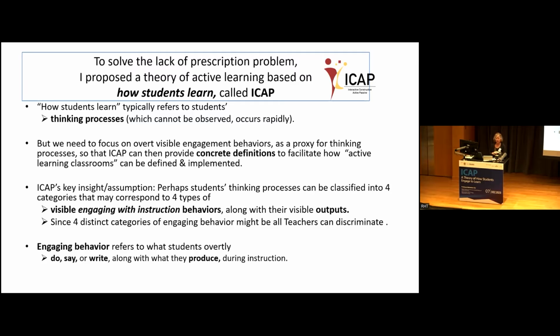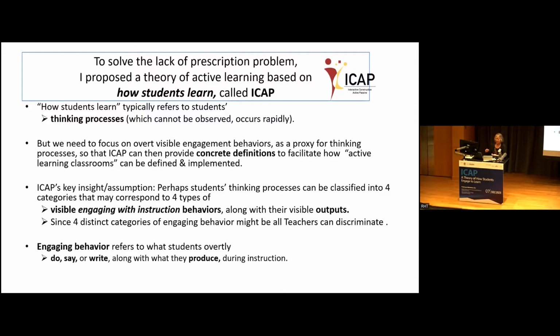I'm an interdisciplinary scholar, so I'm both a psychologist and an educator. And how students learn in psychology typically refers to students' thinking processes, right? Which cannot be observed, is very small and occurs very rapidly. But what we need to focus on is overt, visible engagement behaviors as a proxy for thinking processes, so that ICAP can provide concrete definitions for teachers and instructors to know how to implement active learning classrooms.